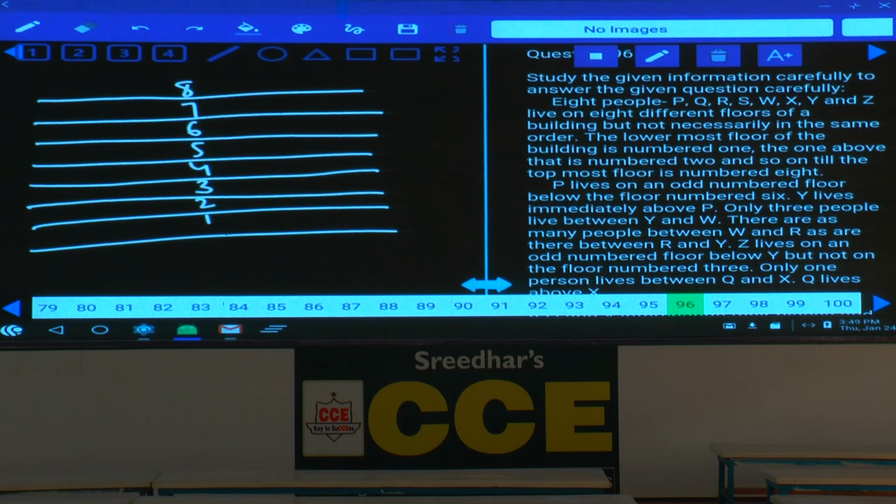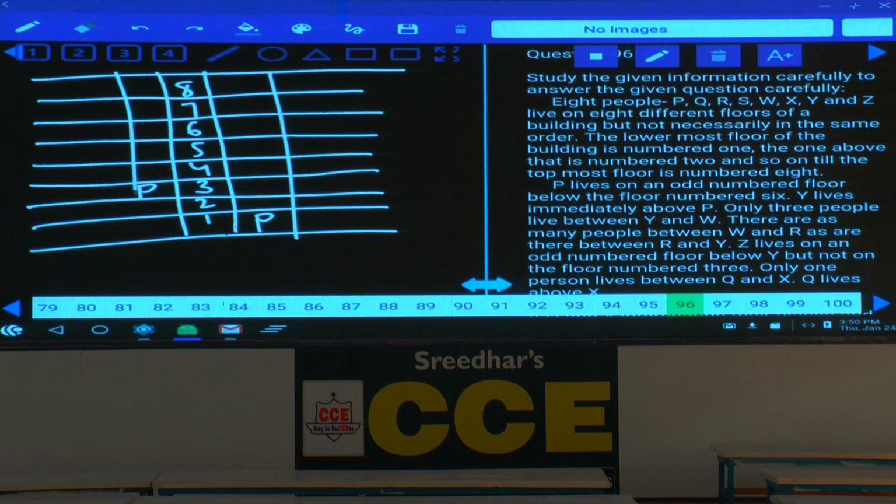P lives on an odd number floor below floor number 6. Then tell me what are the different possibilities for this P. P can be either on the first floor or on the third floor, isn't it? Hence, there is one more possibility. P can be on the 5th floor as well. As of now, we cannot represent the data here. Hence, let us take 2 different possibilities, P on the first and P on the third. If these 2 are invalid, then we can directly start with P on 5.